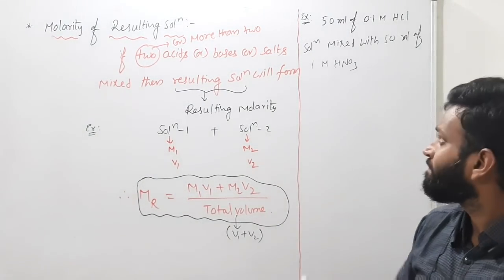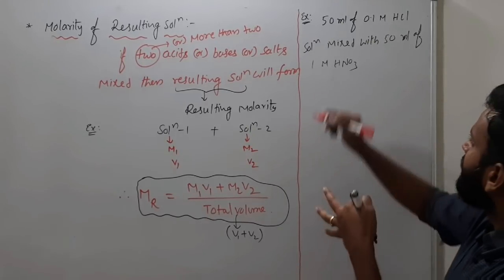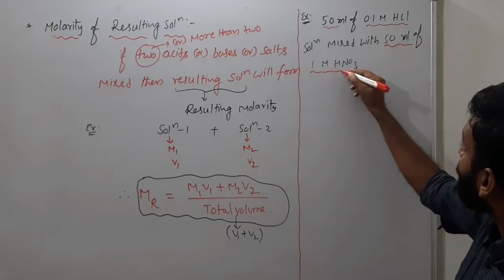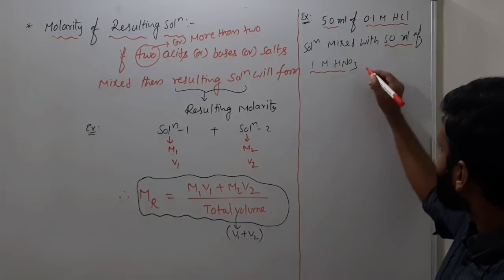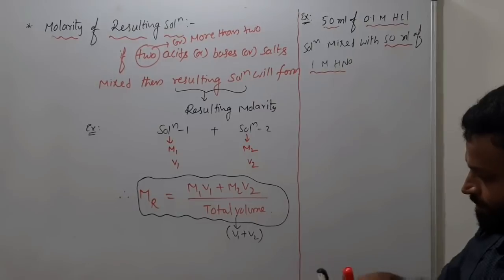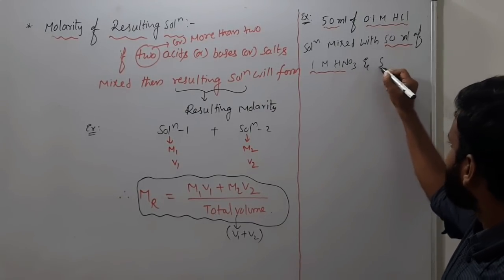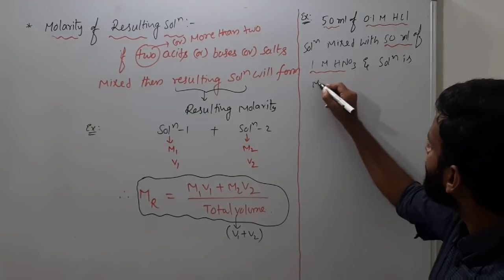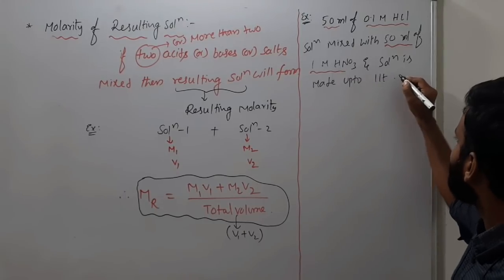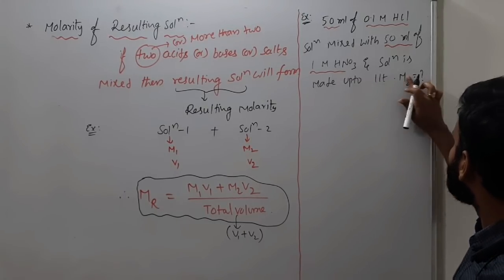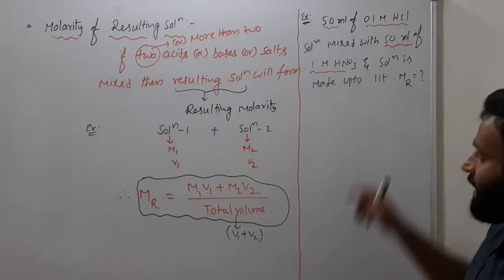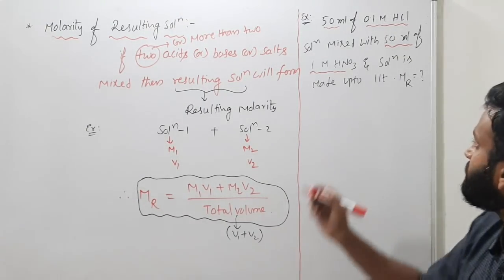So what mix is that? 50 ml of 0.1 M HCl and 50 ml of 1 M HNO3 mixed, and the solution is made up to 1 liter. Then what is the resulting molarity? MR means what? R means resulting molarity. So, question you understood?